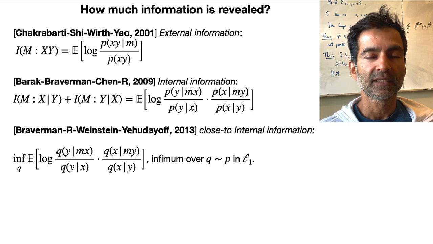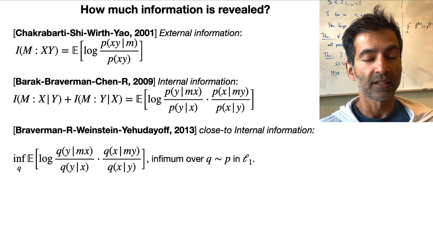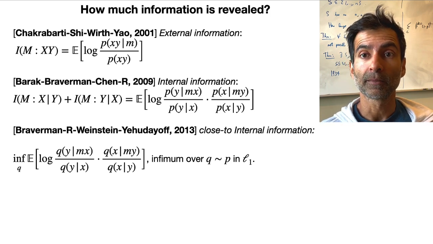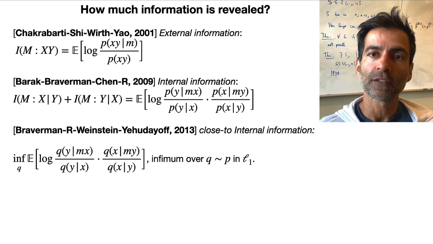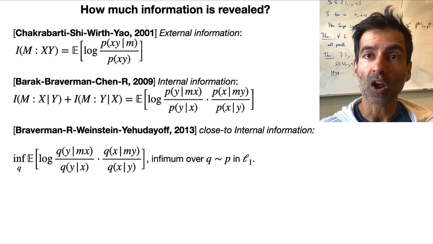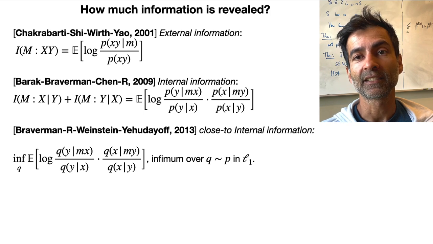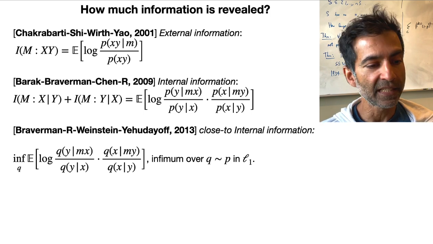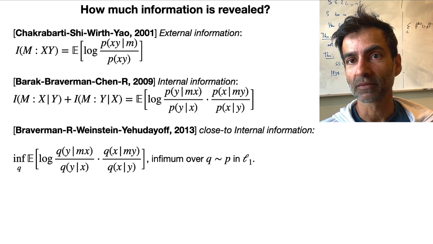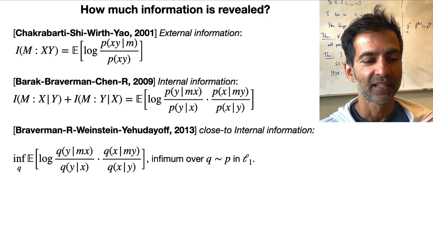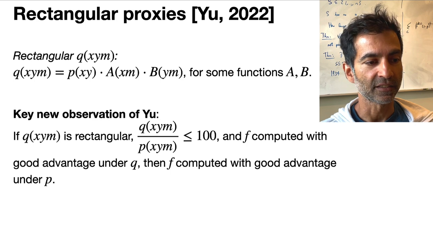In 2013, when Barak, Weinstein, Yehudayev, and myself proved our exponentially small bounds, this exponentially small bounds that I mentioned for computing n copies of f, we took the infimum over all proxies q, where q is close to our intended distribution p in L1 distance, and then we measured the information according to q. So this distribution q is no longer a protocol. It can be some crazy distribution. And now I will come to describe our distribution in the current work.